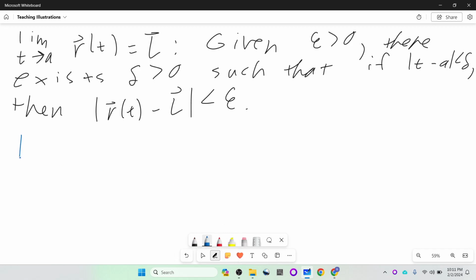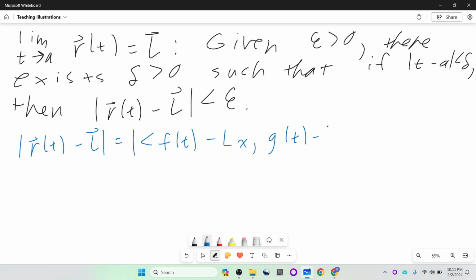Well, r(t) - L is, no, we used f, g, and h, didn't we? f(t) - Lx, g(t) - Ly, h(t) - Lz. We have those three different components. We're saying Lx, Ly, and Lz are the three parts of L, so we just subtract component-wise.